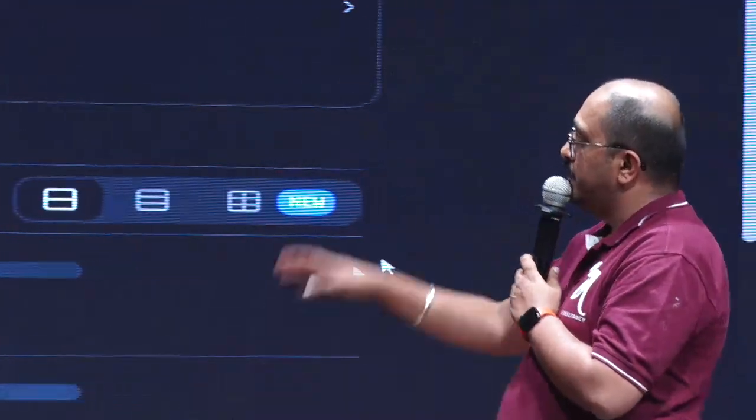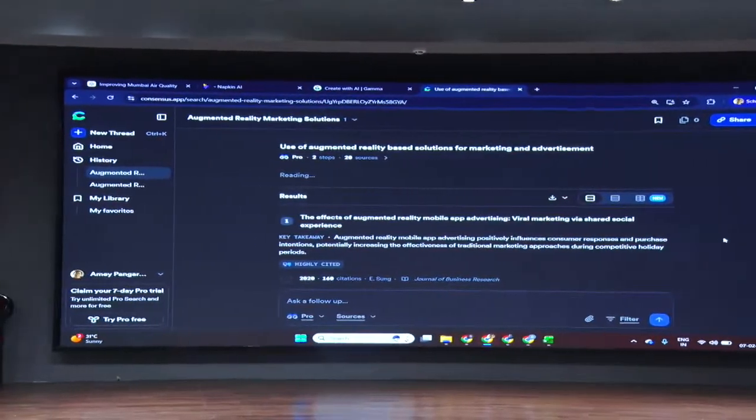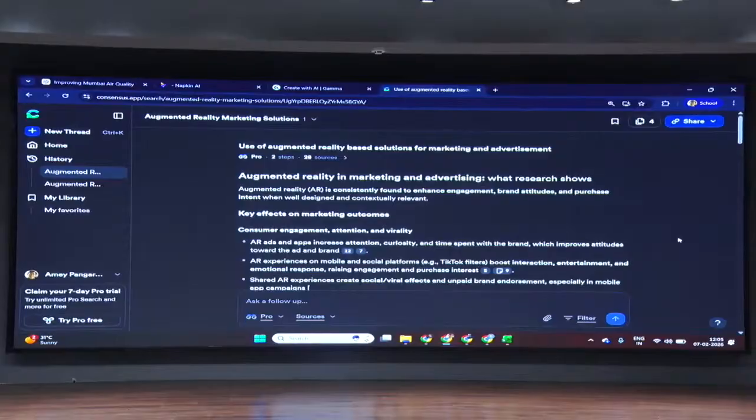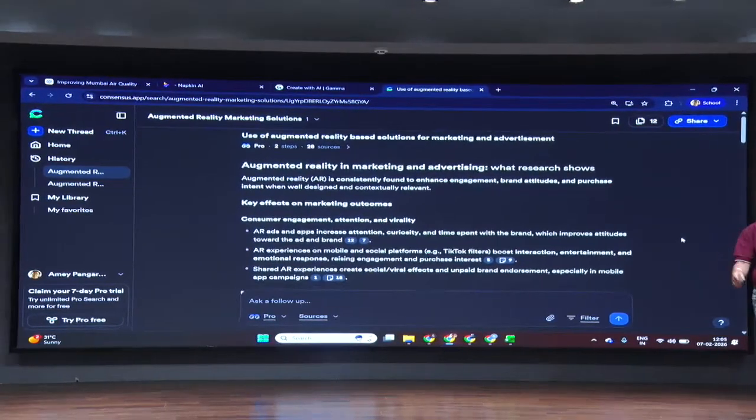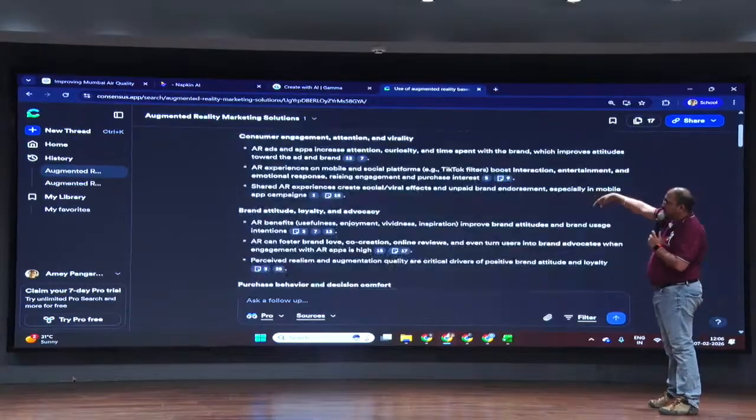Searching this means giving this topic, AR solutions from a marketing point of view. The tool is right now trying to find different research papers. Okay, so right now just scroll down and let's see the results first.